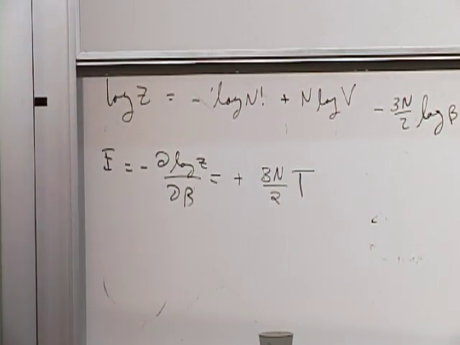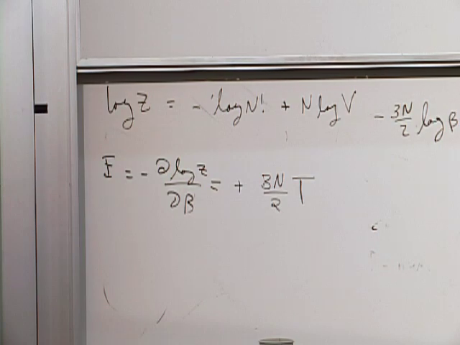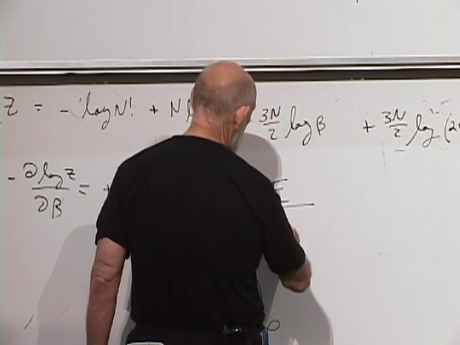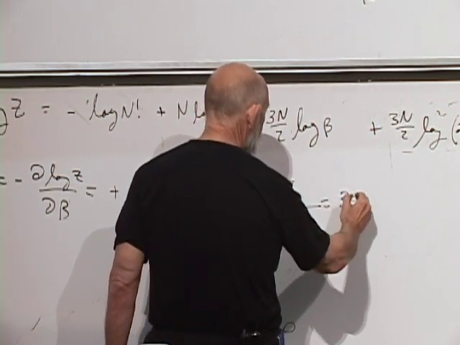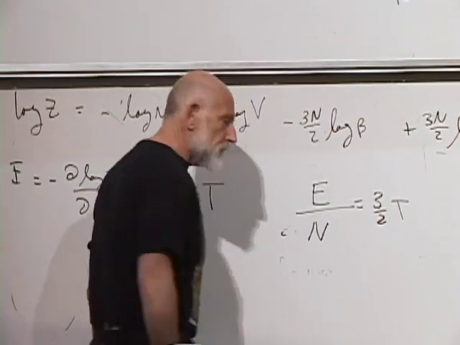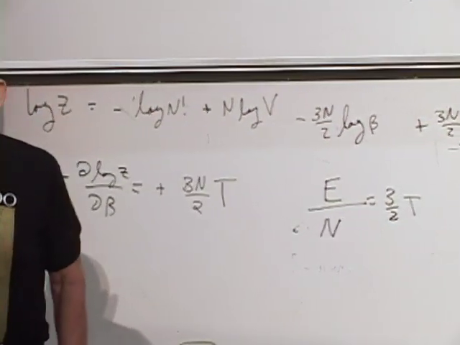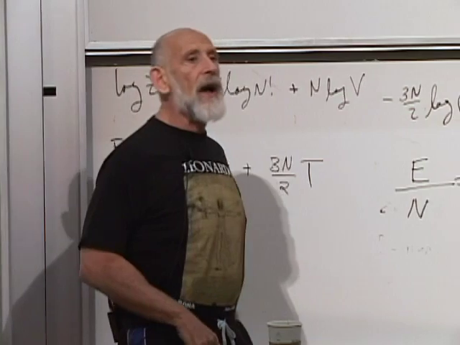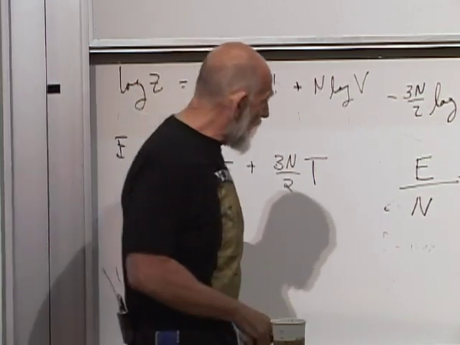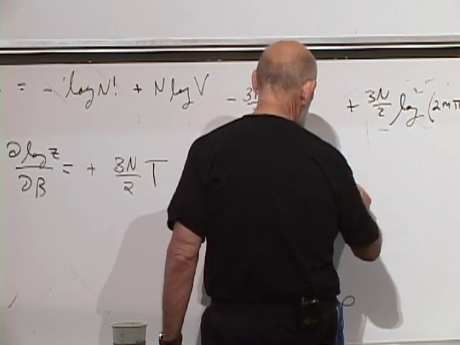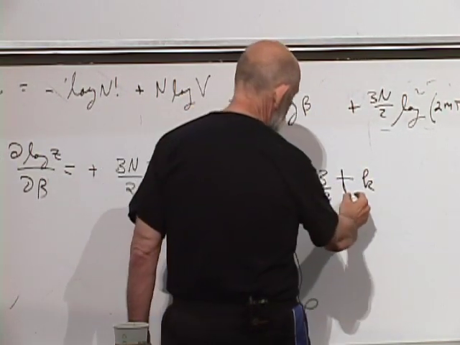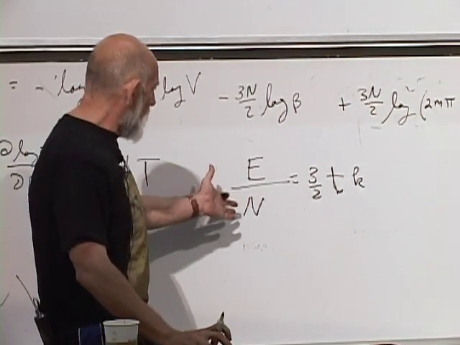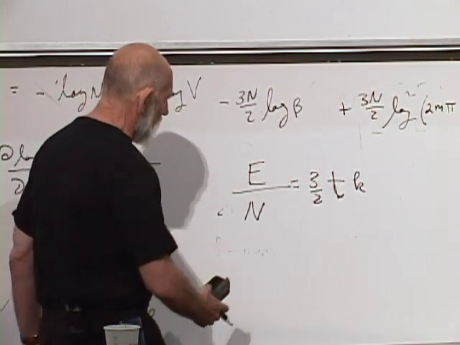So the total energy of the gas is 3/2 T times the number of particles, and the energy per particle is just 3/2 the temperature. If I were to change units and use the standard textbook unit convention, I would replace capital T by kT, Boltzmann's constant times little t, 3/2 kT. I won't follow that convention, but I just wanted to point out 3/2 kT is the textbook answer.